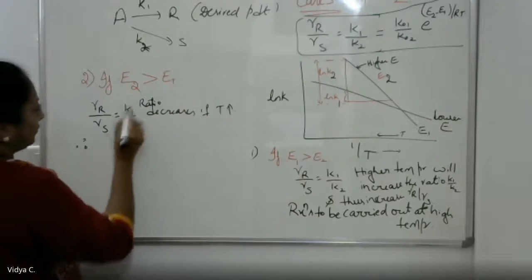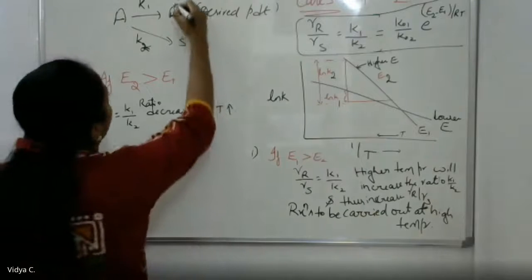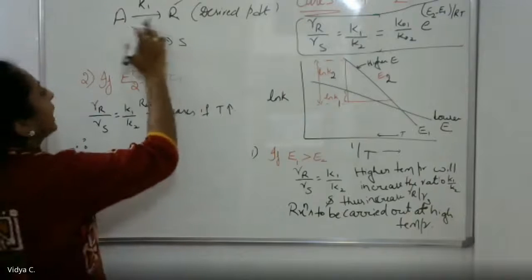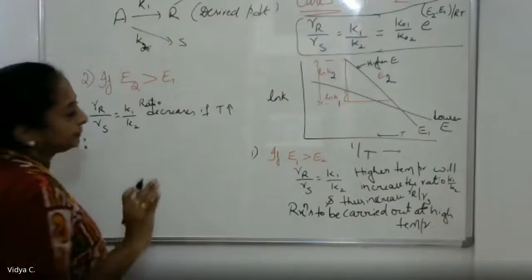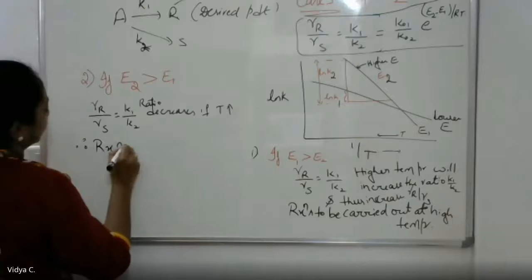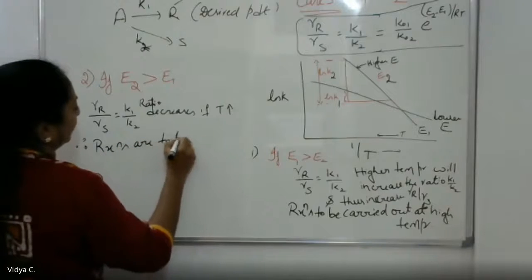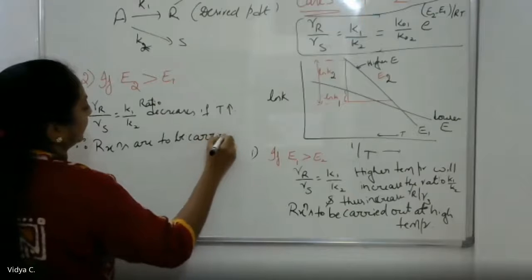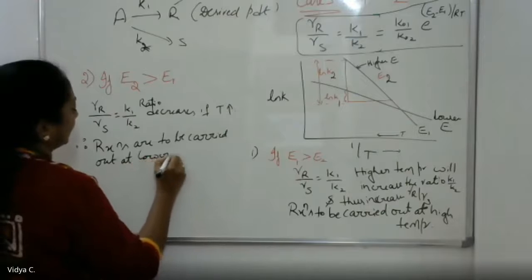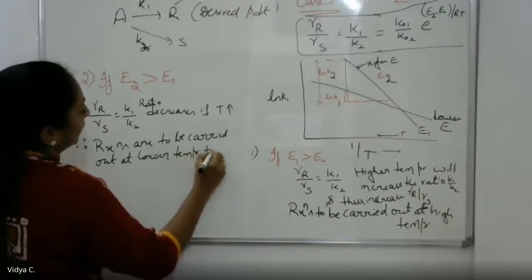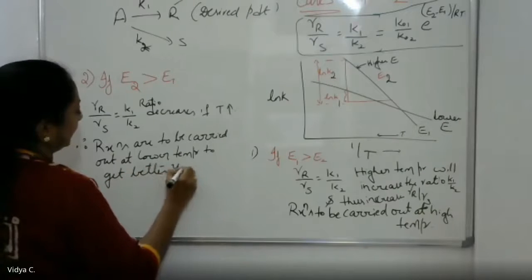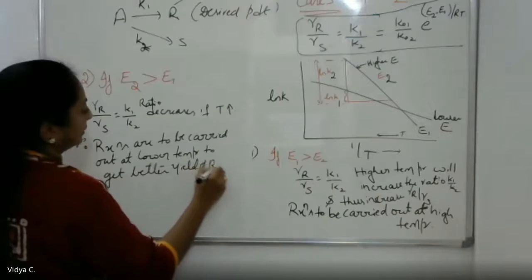Therefore, if I want to maintain a higher concentration of product, I should carry out the experiments at lower temperature. Therefore, in these cases, reactions are to be carried out at lower temperature to get better yield of R.